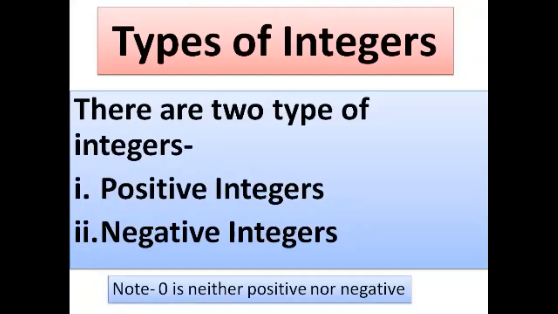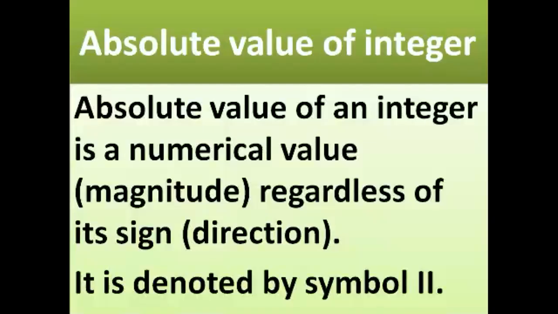So there are two types of integers. First is positive integers and second is negative integers. Important note: 0 is neither positive nor negative.